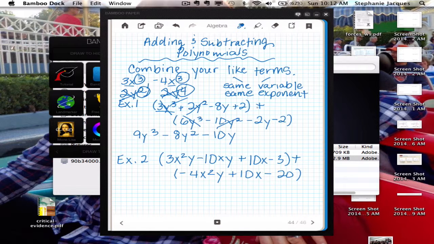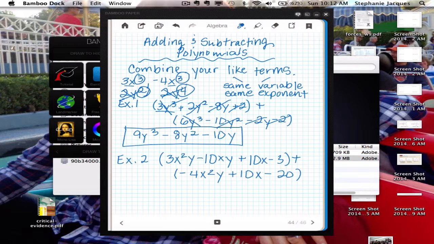Really important to remember your sign rules while doing this. Now I have 2, let me X those out, 2 plus a negative 2. Well, that's 0. You could put plus 0 on the end, but you don't have to. It just cancels itself out. So your answer to that addition of polynomials, the sum, is 9y to the third minus 8y to the second minus 10y. Let's look at another example.